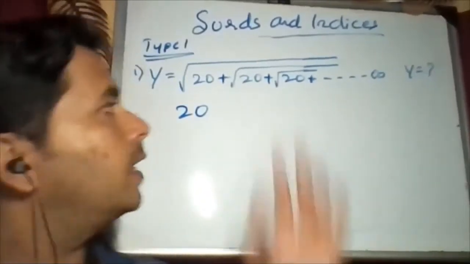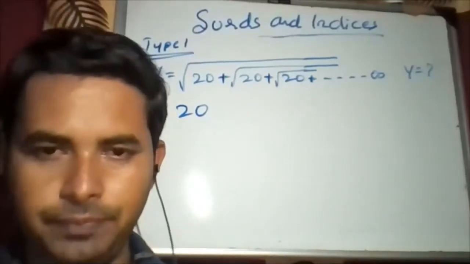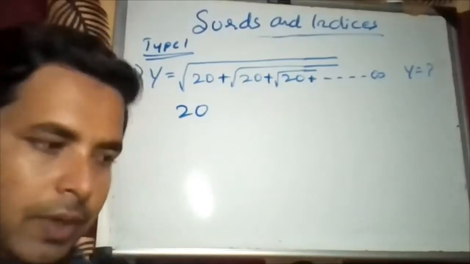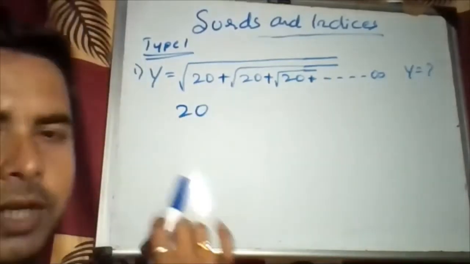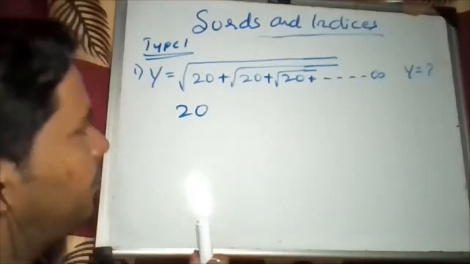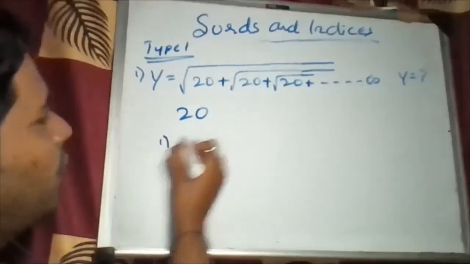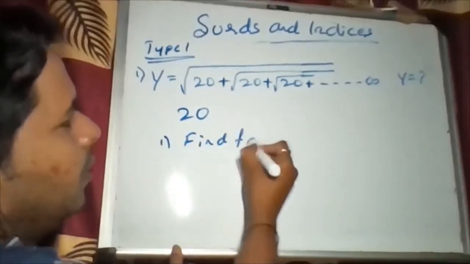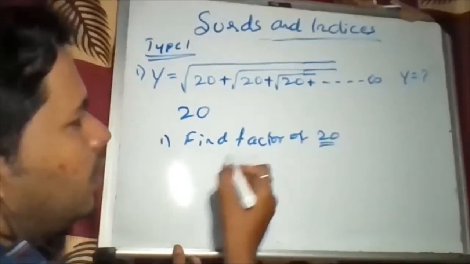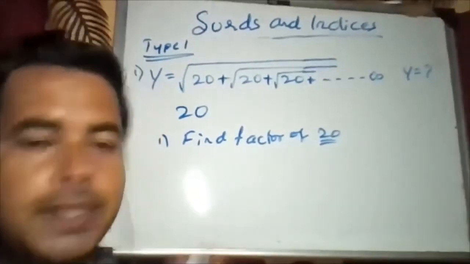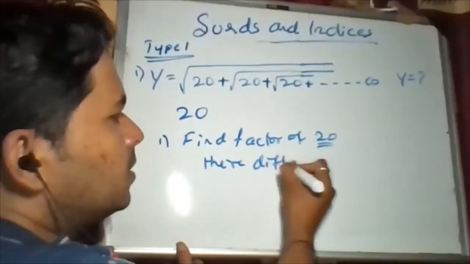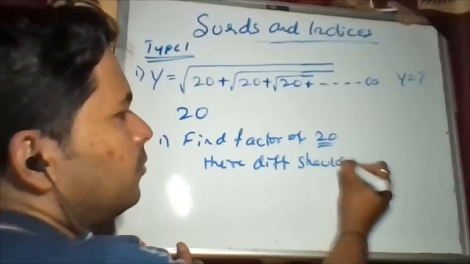What is the value in the given question? 20 is the given question. Now what is the sign in between? Plus is the sign in between. Consider just 20 and find the factors of 20. You have to search factors in such a way that their difference should be 1. Their difference should be 1.